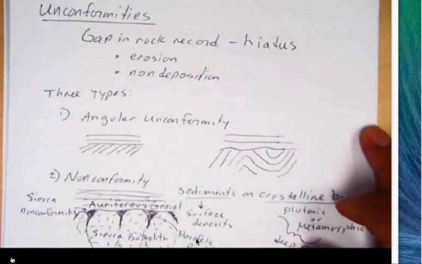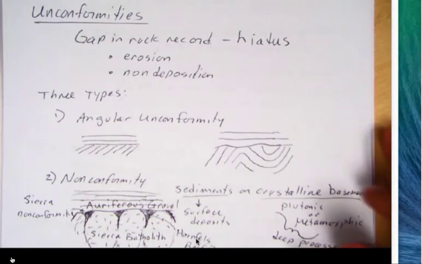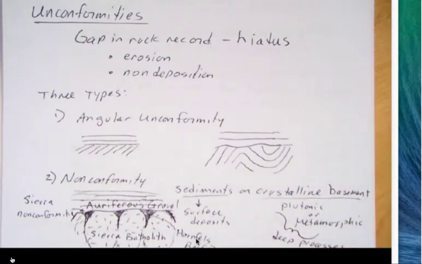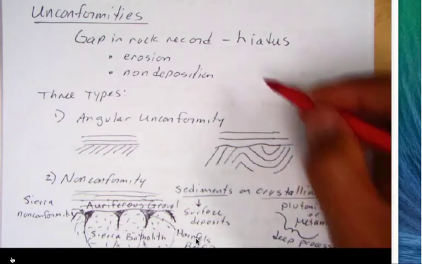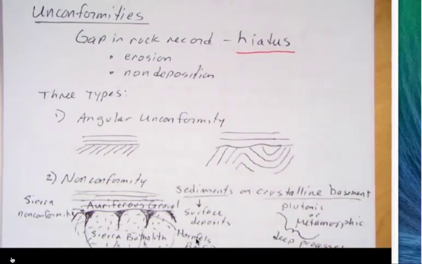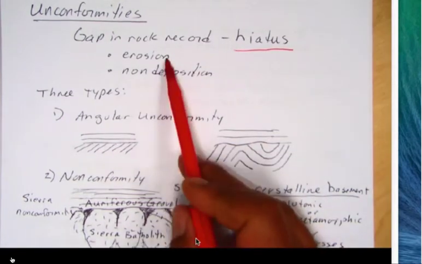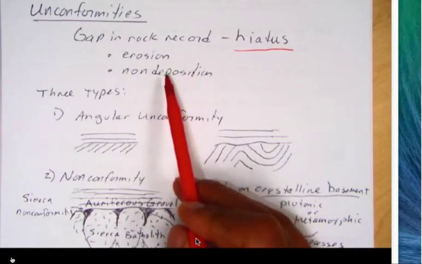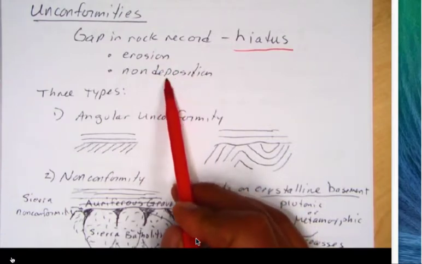Right? The topic here are unconformities. And unconformities are used in conjunction with relative time. But here we're going to look at missing rocks, a gap in the rock record. There's a hiatus. Your book uses this word, hiatus. Either the rocks were there and they were eroded away, or maybe this area was on top of a mountain or a high plateau and was receiving no sedimentation, so there's been no deposition.